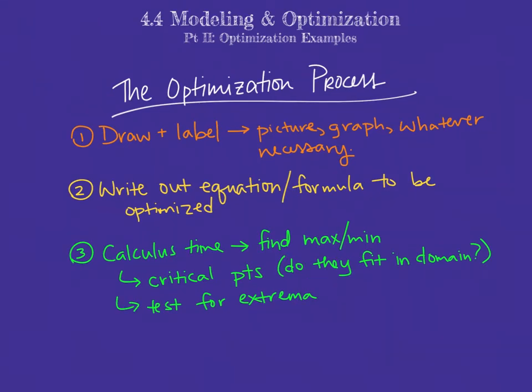Finally, the very last thing is to make sure that you're answering the question that's being asked. In example 2, this was pretty important because we did not just need to find the x value, we needed to actually answer the question. What was the area of the rectangle and what were the dimensions of the rectangle? Not simply what is this x value.